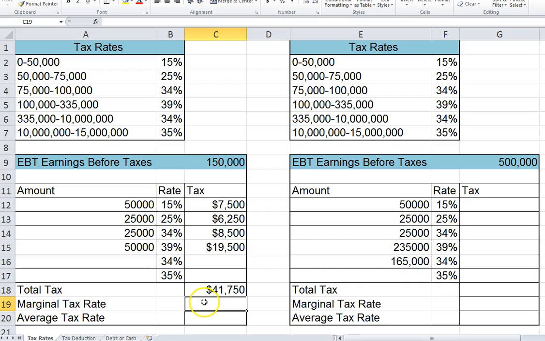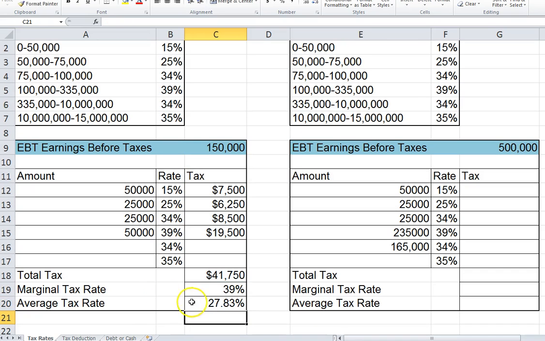Now the marginal rate is going to be whatever the last tax bracket rate is. So this marginal rate is whatever the last rate bracket that we touched. And the average tax rate is going to be the taxes divided by the total earnings. So this would be the average tax rate. Marginal is your highest tax bracket, and average is just the percentage of tax to income.